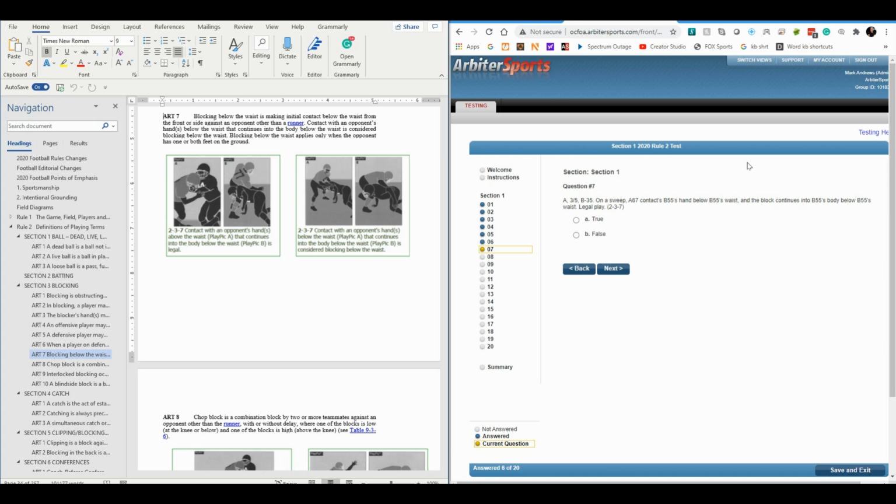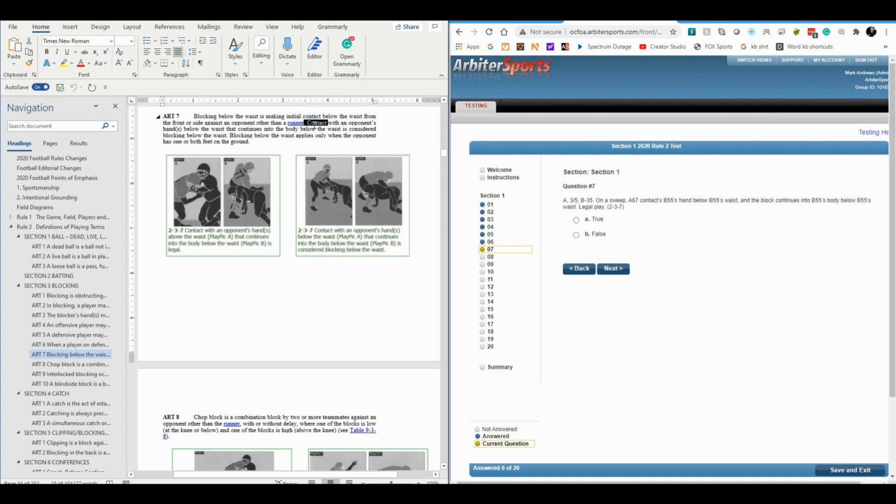But in high school, a block below the waist is illegal unless it's in the free blocking zone and it's immediate and all the other, we'll cover that later. But outside the free blocking zone, a block below the waist is illegal. And if we look at the rule reference 237, blocking below the waist is making initial contact below the waist from the front or side against an opponent other than the runner. Now, good point. The runner can be contacted below the waist, right?